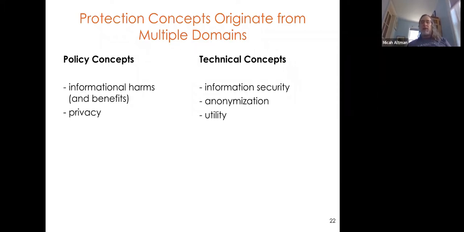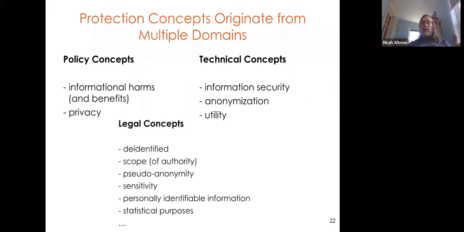On the technical side, there are concepts of information security, anonymization, and utility. And sometimes, again, these words are used in other domains, but I'm going to use them primarily as technical. On the legal side, there are concepts of things like de-identification, scope of authority, personally identifiable information, sensitivity, none of which are strictly defined in terms of the technical, the statistics or computer security definitions of privacy, but are regulated by law.